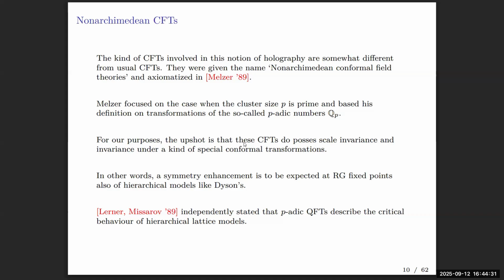The point I want to make is that in the usual story we're familiar with from standard lattice models and CFTs, at a renormalization group fixed point you necessarily have scale invariance, because your RG transformations no longer change the system. Then usually you get an enhancement into conformal symmetry because you pick up this extra special conformal symmetry, a kind of miracle that gives you universality. My point is that there is also a notion of special conformal transformations here, so there is a symmetry enhancement to be expected at these hierarchical fixed points. This was popular with the Russians, I guess, because it has a very mathematical flavor: p-adic QFTs describe the critical behavior of these hierarchical lattice models.